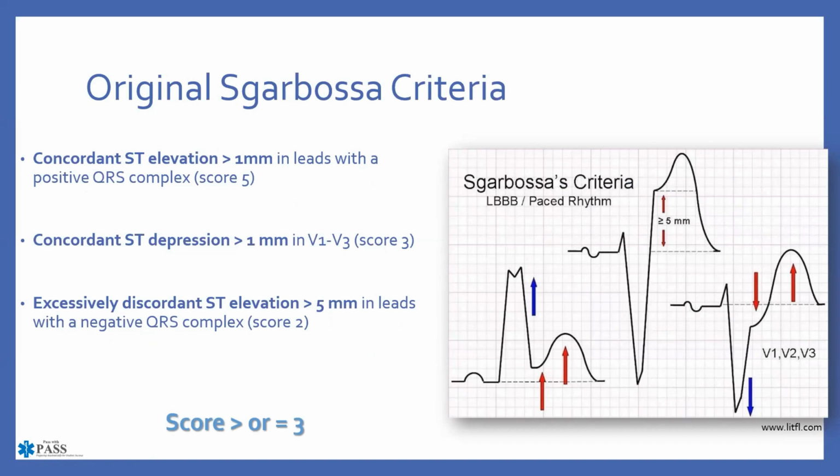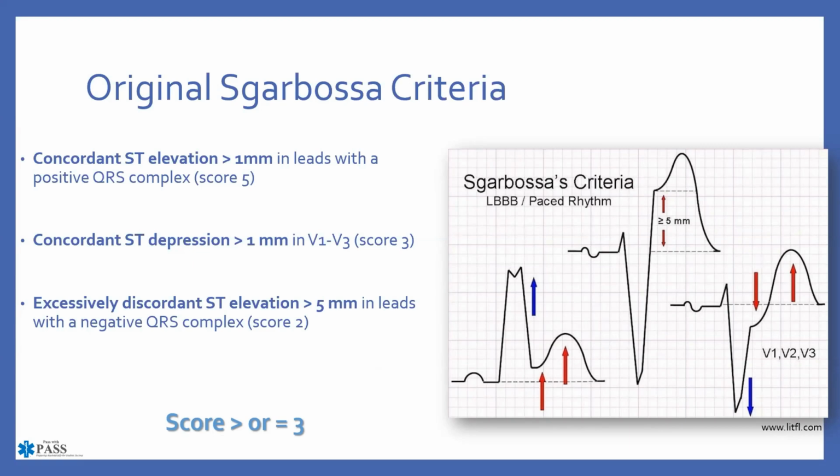So I was always under the impression you could never read a left bundle branch block or a paced rhythm in the pre-hospital setting. As I've already told you, simply not the case. You can, you just got to remember the Sgarbossa criteria if you're interested in doing that. I don't think that any of the ER docs are going to give you a hard time if you just say they have a left bundle branch block.